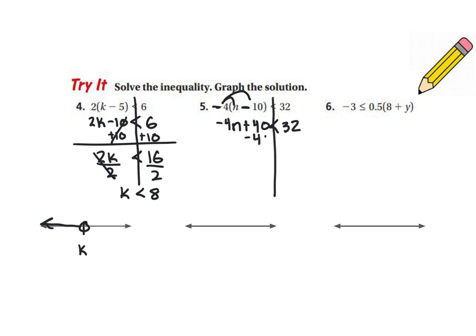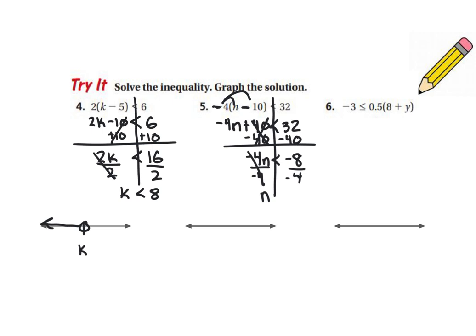To undo the adding, we'll subtract 40 from both sides. Opposites cancel, and we have 4n is less than -8. And now to undo the multiplication, we divide by 4 on both sides. Actually, divide by -4, right? -4 over -4 cancel, leaving us with n.